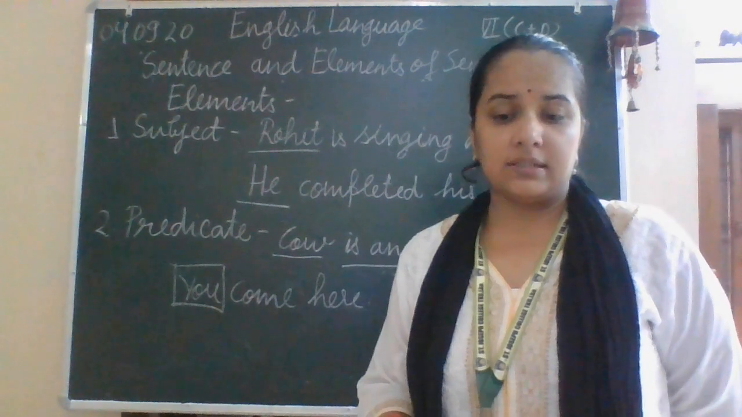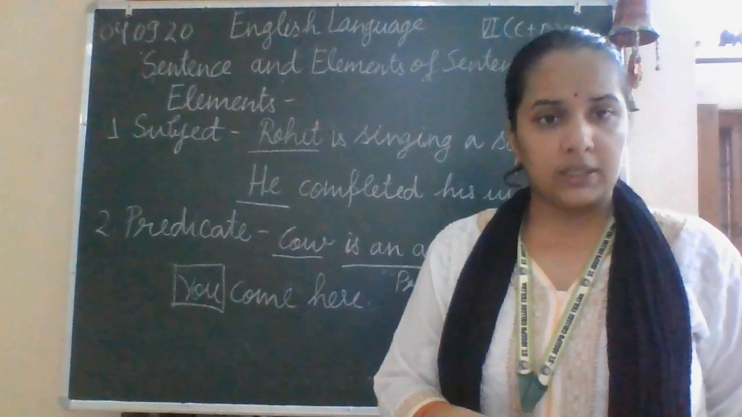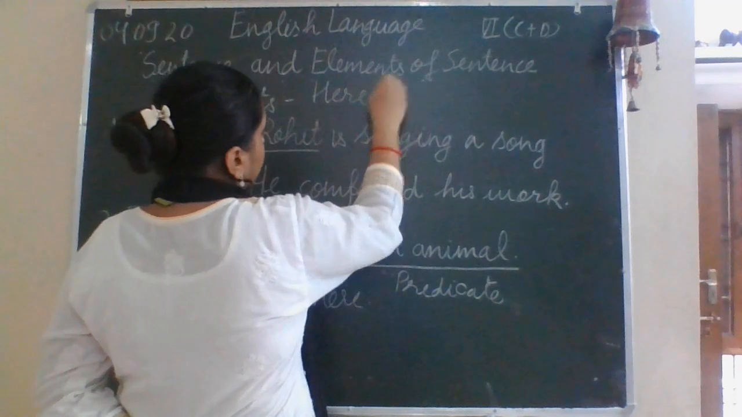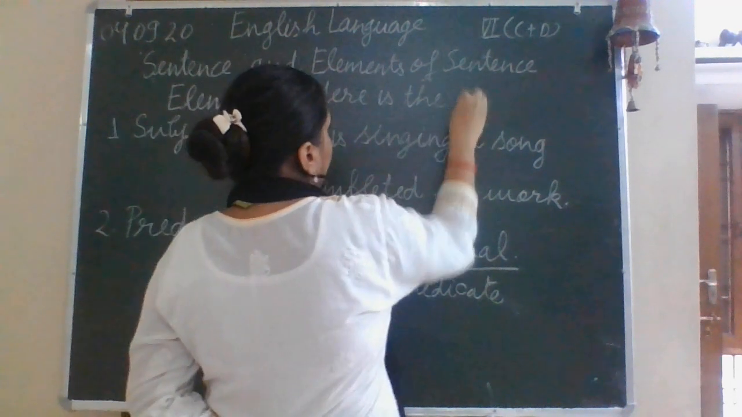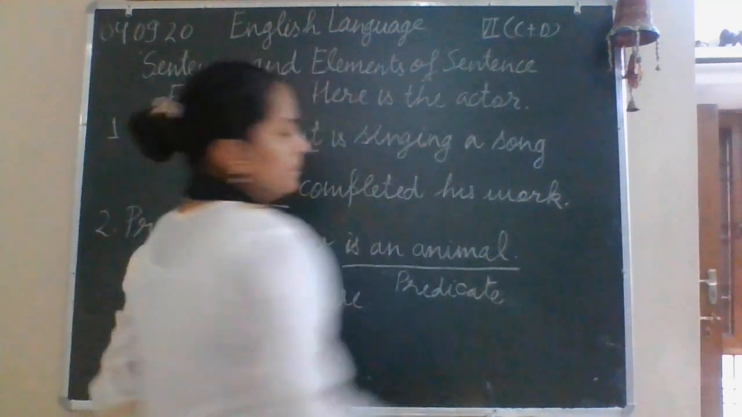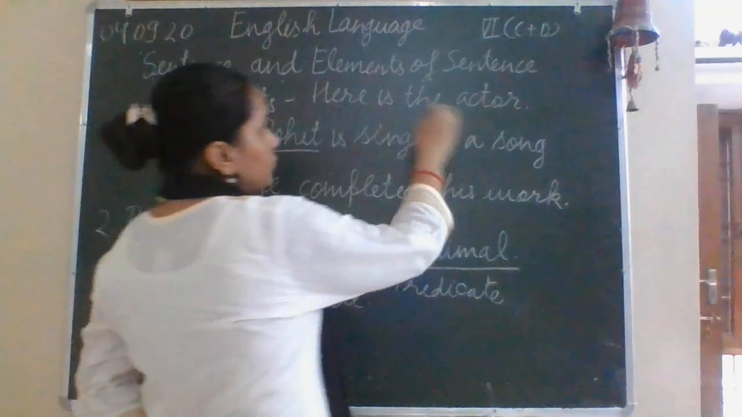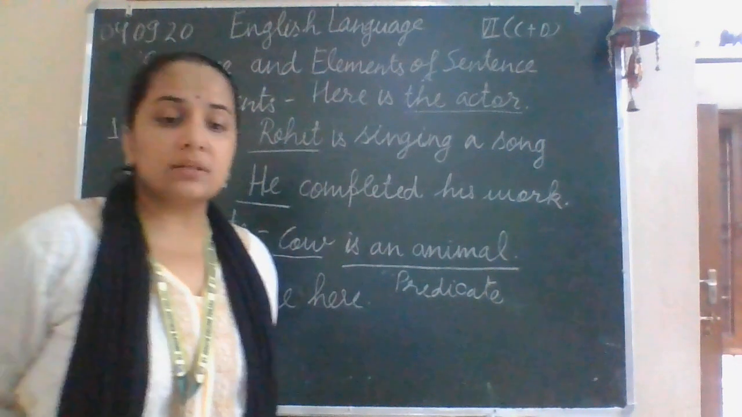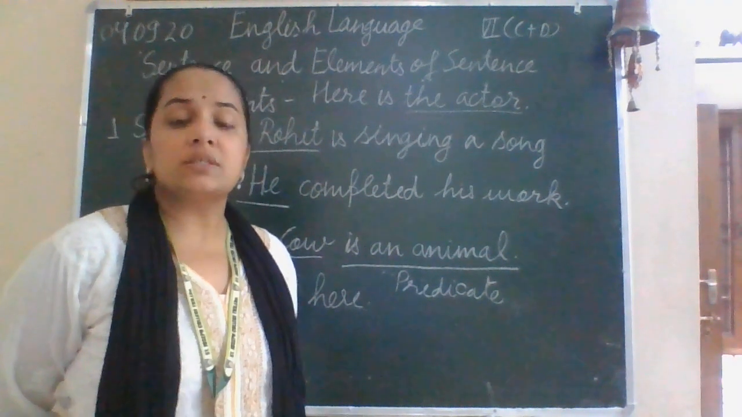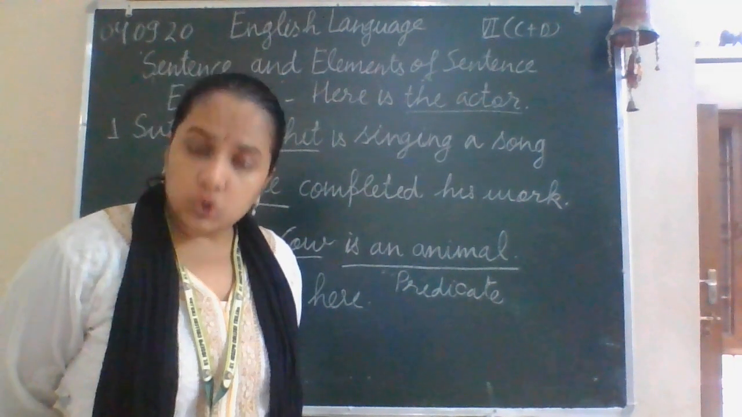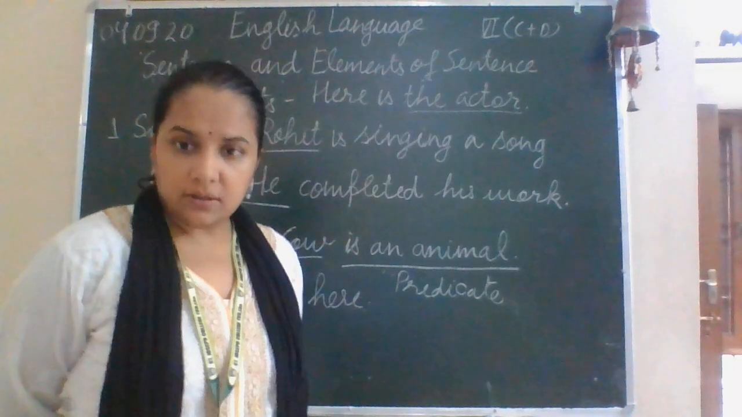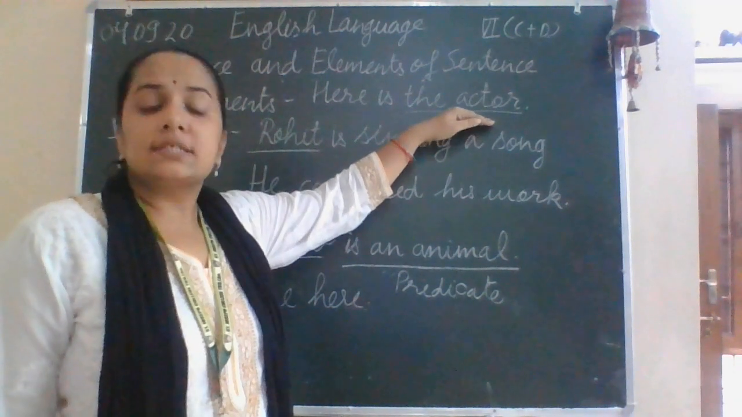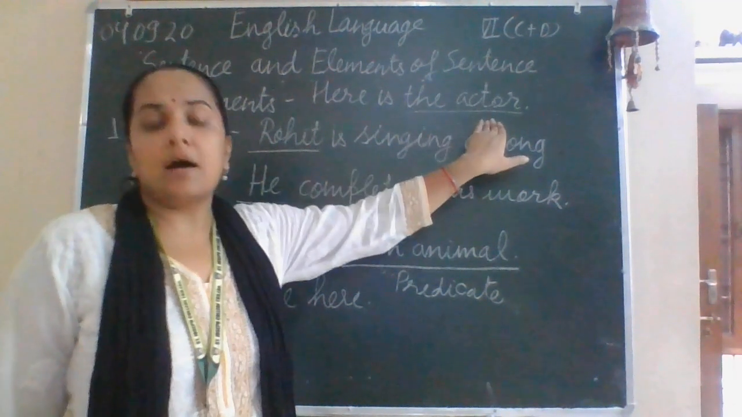But in some sentences, the subject is put after the predicate. For example, here is the actor. So here the subject of the sentence is the actor. About whom are we talking in the subject? What is a subject? A subject is the part of a sentence which names the person or thing that we talk about. So here we are talking about this actor. That's why this actor is the subject of the sentence, although it comes after the predicate.